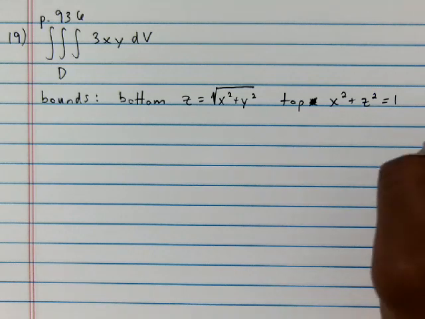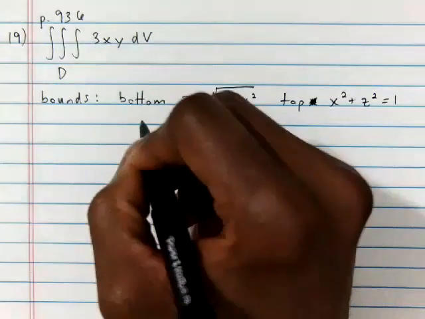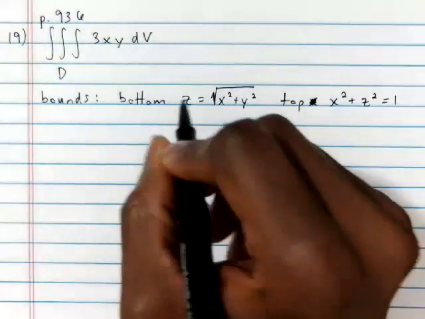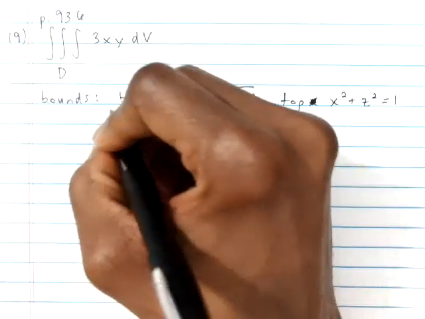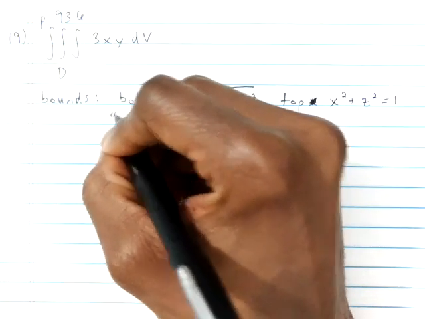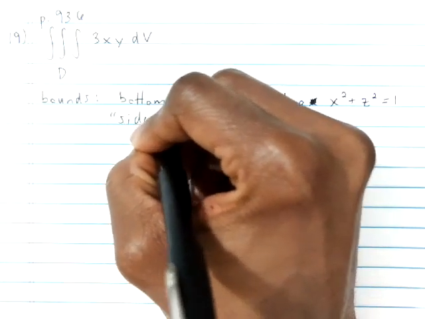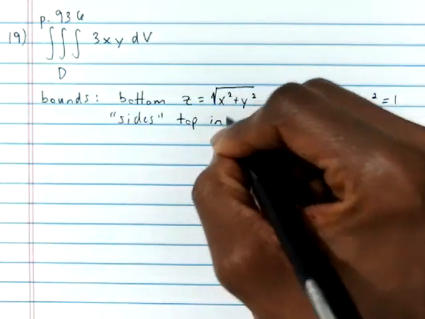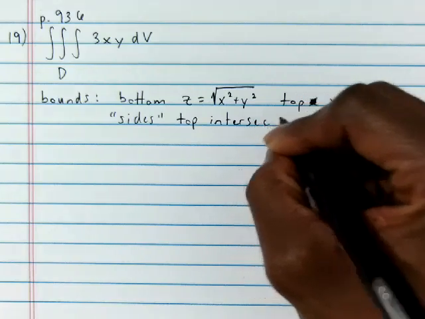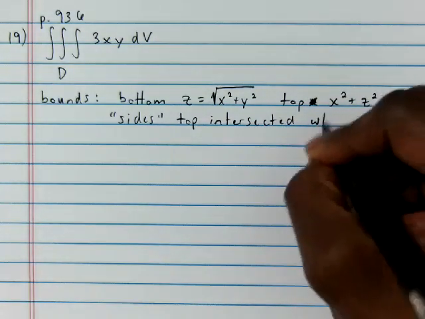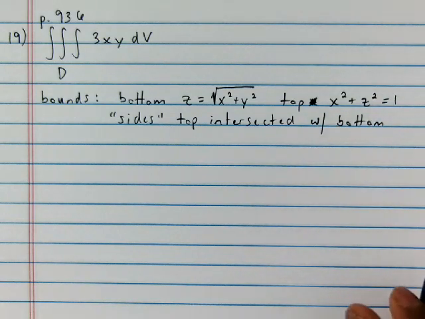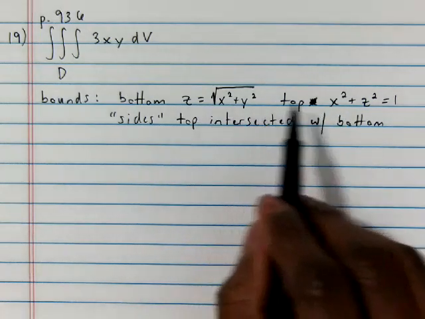And then our sides, we still need sides. And remember, if you're just given a top and a bottom, the way you find your sides is you intersect the top with the bottom. So our quote unquote sides is top intersected with bottom. All right, so now to find our sides, we're going to intersect these two things.